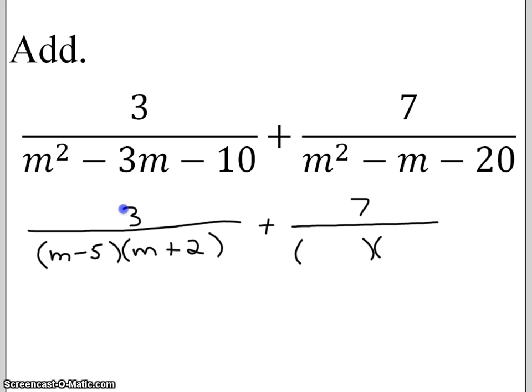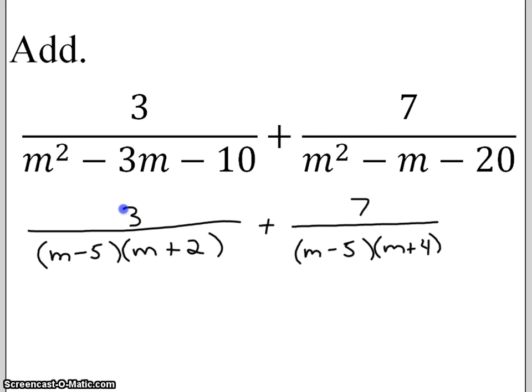This again is a trinomial with the leading coefficient of 1, so it's going to be m and m. Now we need to find two numbers whose product is negative 20 and sum is negative 1. That's going to be negative 5 and positive 4.